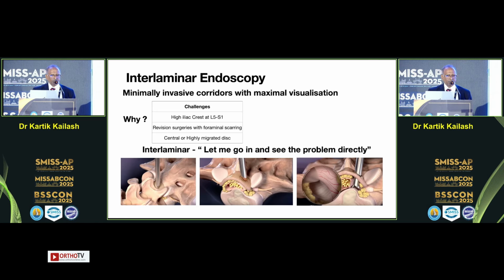So why did this come about? Because we had problems with transforaminal. We couldn't see everything. A high iliac crest was an impediment to reach the L5S1 disc. Revision surgery with foraminal scarring was there. A central or highly migrated disc also did not give access to a transforaminal scope. Of course, the experts like Bhupesh and others who are here, they will say that, yes, we can achieve everything through a transforaminal, but not in my hands.